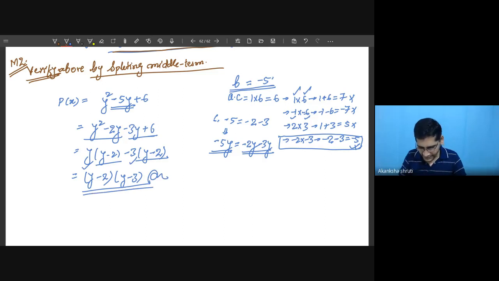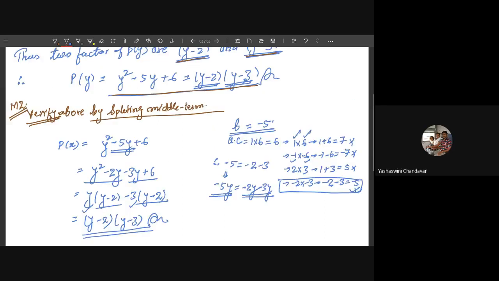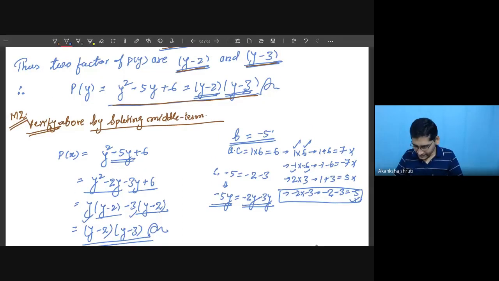Are we getting the same thing or different? Yes sir, we are getting the same thing. Okay, so it is the same. This implies it is verified.